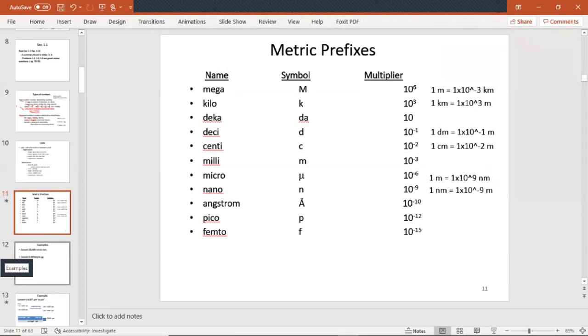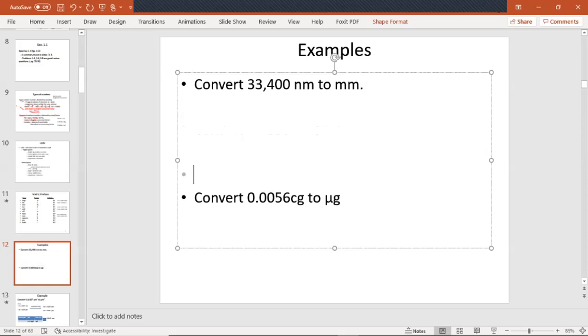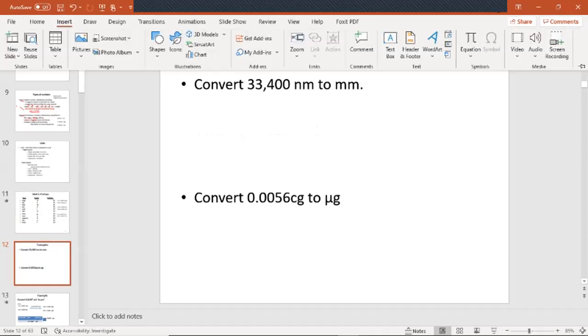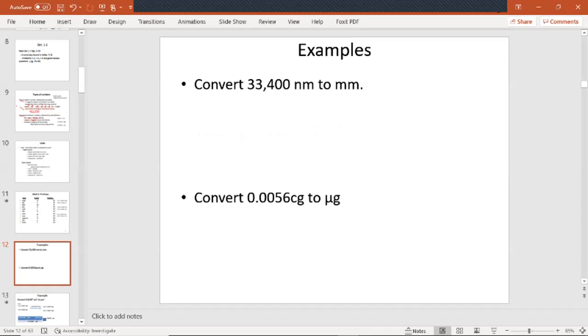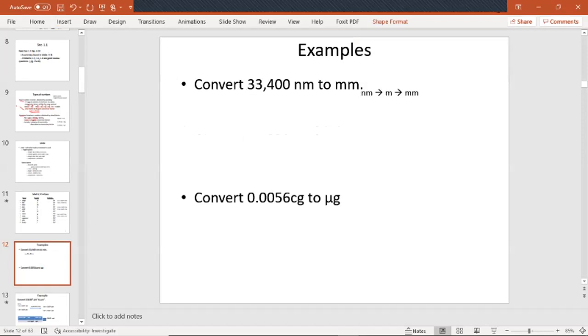Now we'll look at some examples of metric to metric conversions. In the first one, we want to convert nanometers to millimeters. In order to do that, we're going to go from nanometers to meters to millimeters. There's more than one way you can do this, but this is the way we're going to do it. We're going to take nanometers, convert to meters, and then take meters and convert to millimeters.